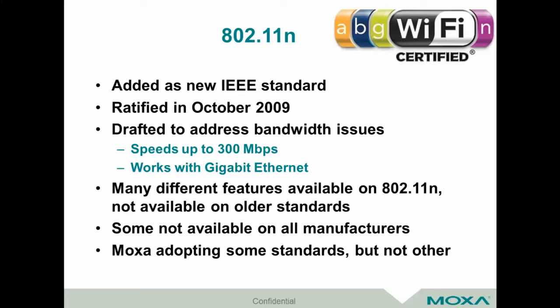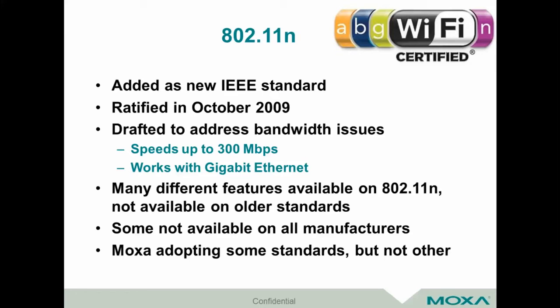Now 802.11n is the latest ratified standard. Of course there is 802.11ac, but that has not been fully ratified at this point. 802.11n was ratified in October of 2009, and it was really created to address a couple of things. People were clamoring for the farther distances that they wanted their wireless networks to go, but they also wanted Wi-Fi to start kind of catching up to the speeds that wired networks are able to accomplish.